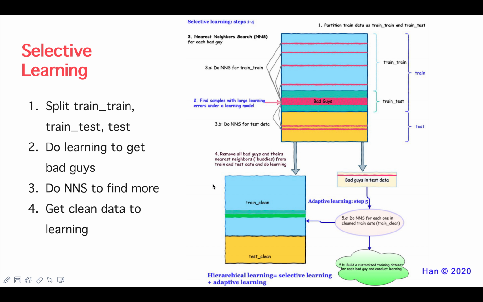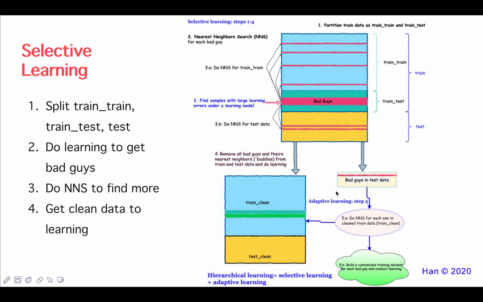If you use KNN to find the bad guys here, then you use the same machine learning, KNN, on this clean data. And similarly for other methods: if you use SVM to find bad guys, then you do SVM on this clean data. And this is the selective learning. This is the steps for 1, 2, 3, 4.